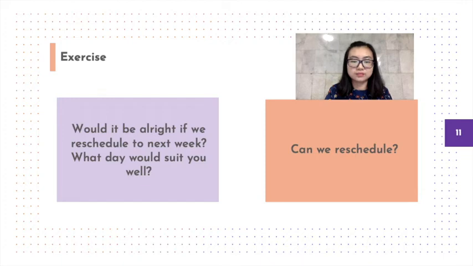Next, which one do you think is more effective? Yes, the one here on the left appears to be more effective because it's more complete. It's not only saying can we reschedule, but to when actually. In this one, the sender is offering that next week would be the time for the reschedule, and then it's also asking when will be the best. It appears to be more manageable.